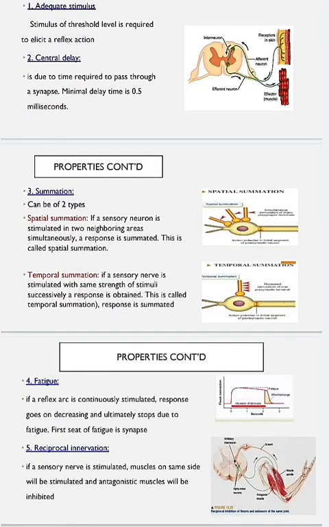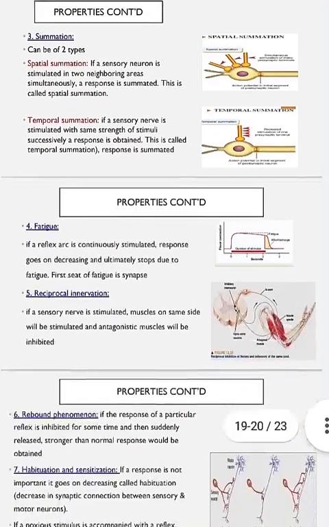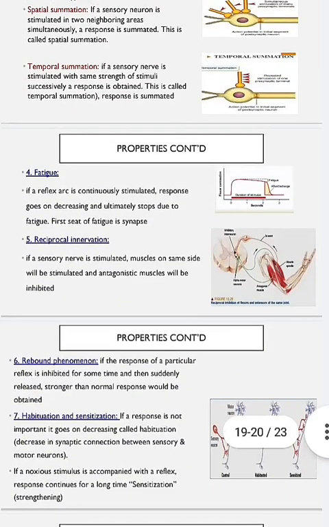Properties continued. Fatigue. If a reflex arc is continuously stimulated, the response goes on decreasing and ultimately stops due to fatigue. The first seat of fatigue is the synapse. Reciprocal innervation. If a sensory nerve is stimulated, muscles on the same side will be stimulated and antagonist muscles will be inhibited. Rebound phenomenon. If the response of a particular reflex is inhibited for some time and then suddenly released, a stronger than normal response would be obtained. The seventh one is habituation and sensitization.